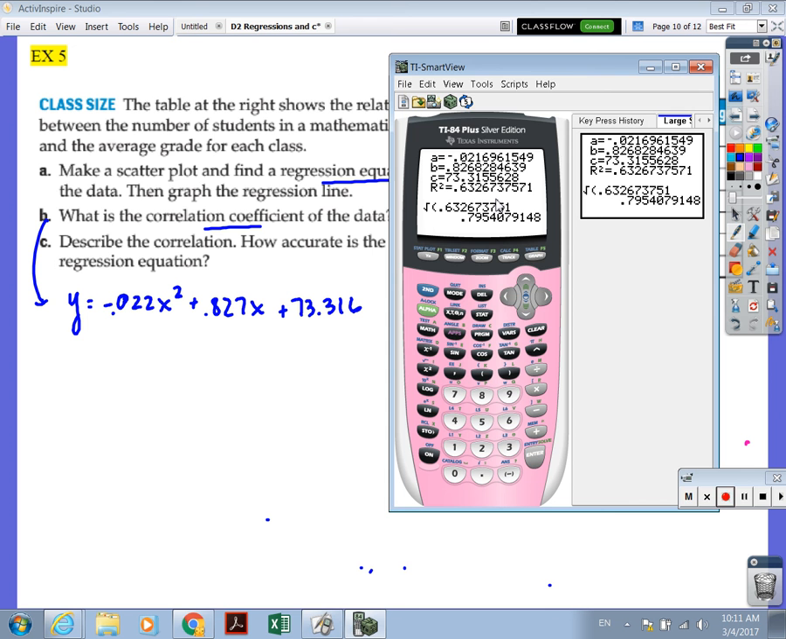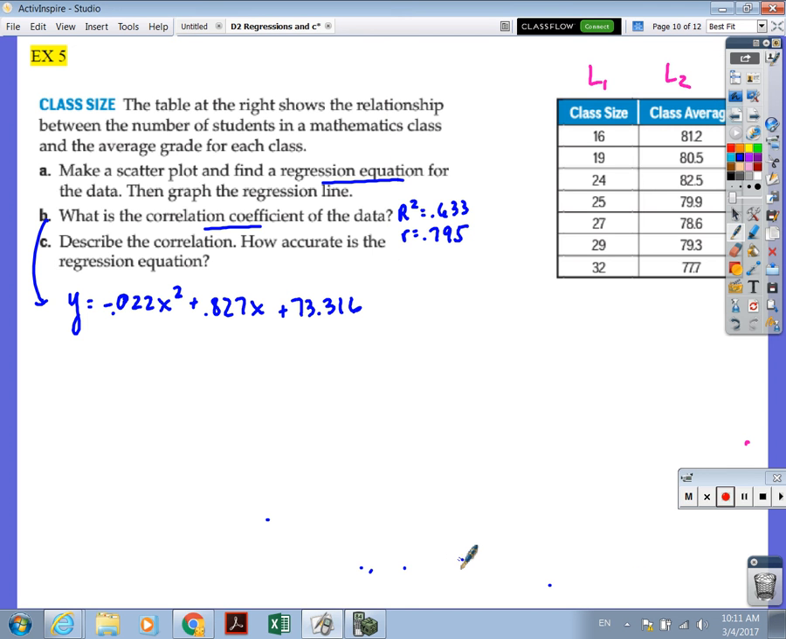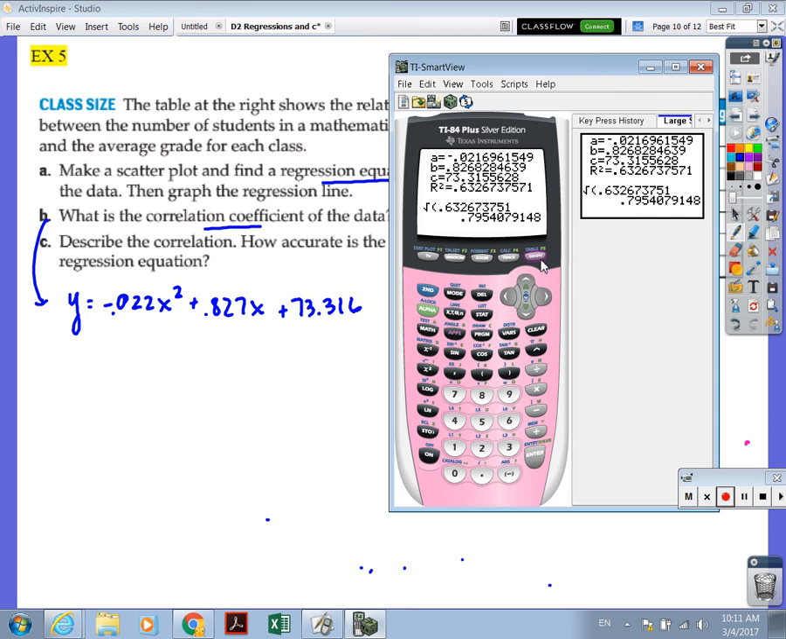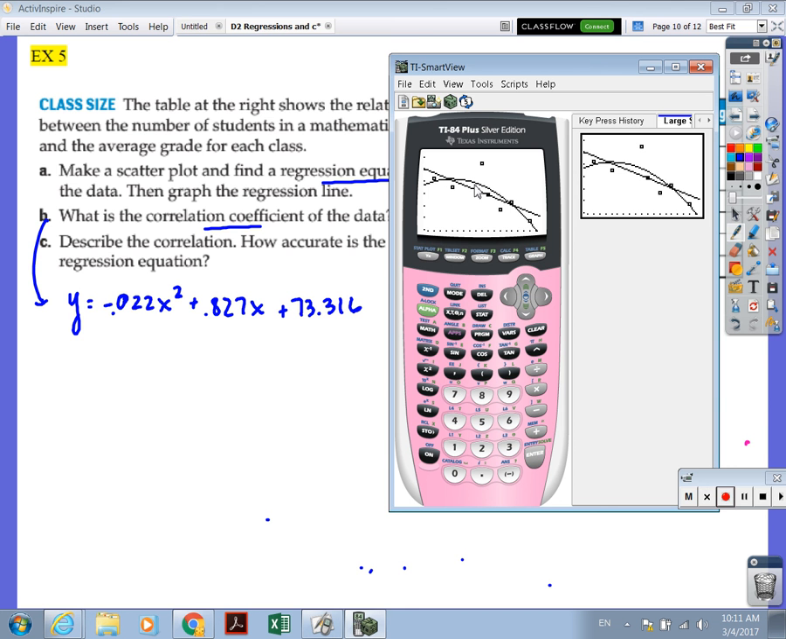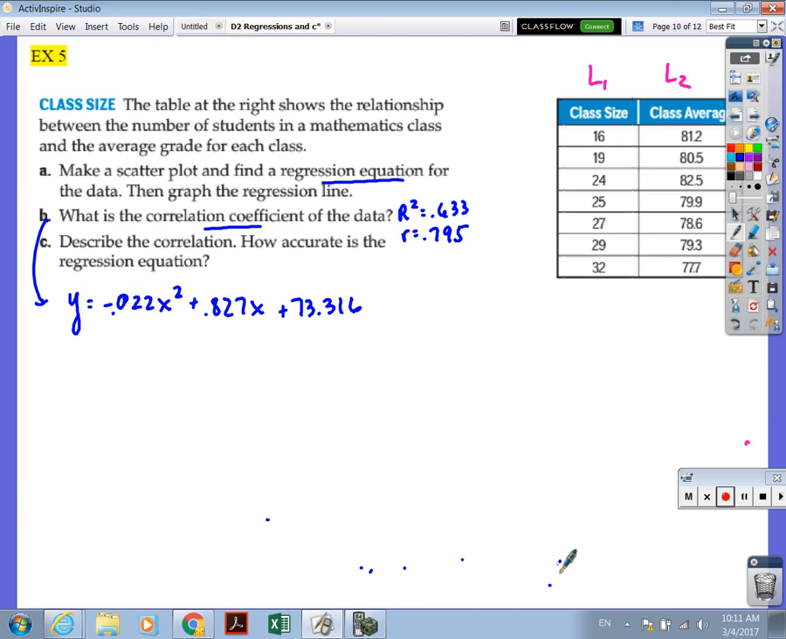But is it strong? Yeah, so. So there's your scatter plot, quadratic, better, but neither one's great. It's just messy data. Happy regression finding.